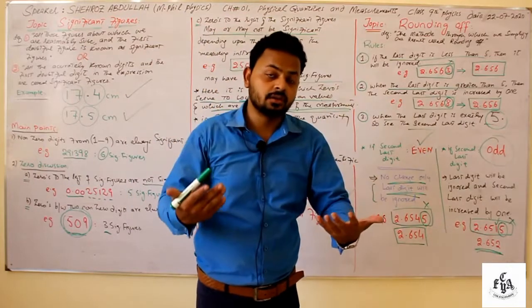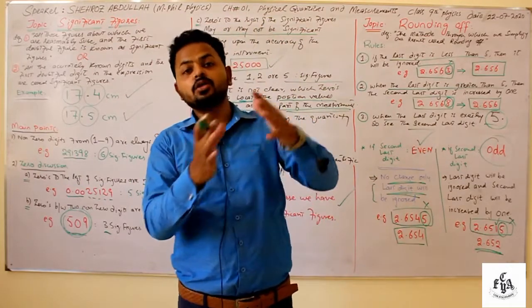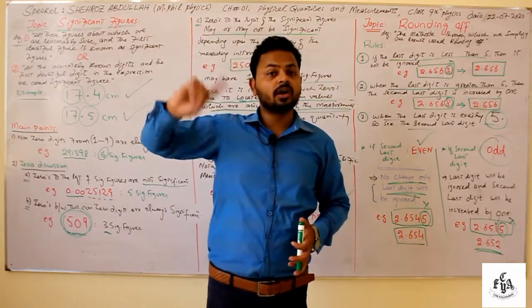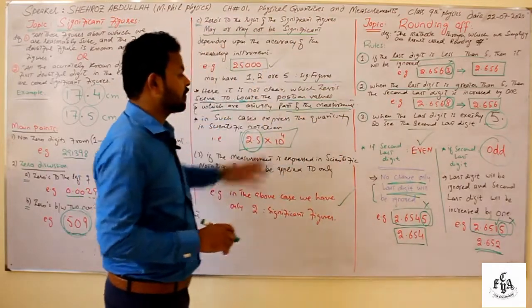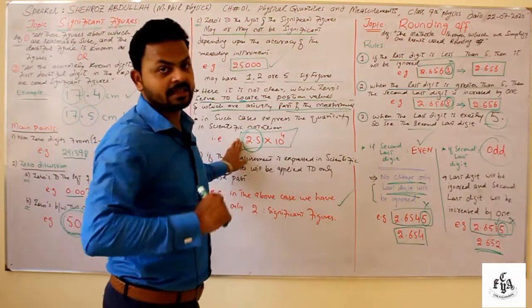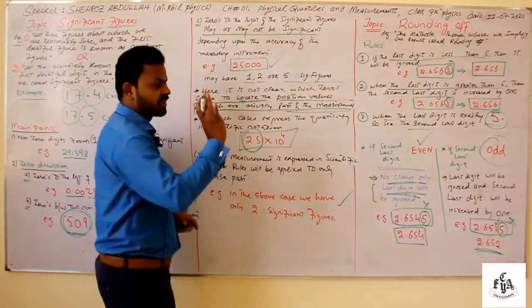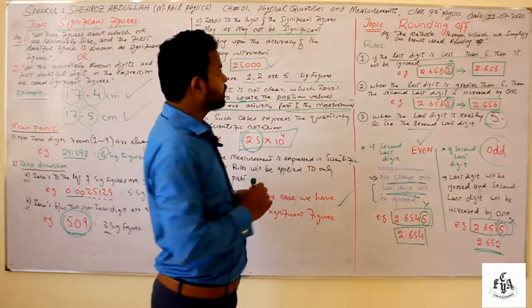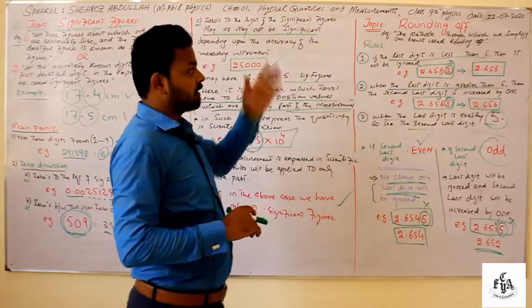Whenever it is shown in scientific form, we apply the rules on the mantissa only, not on the power of 10. We apply the rules only on the mantissa in that case. For example, in that case we have only 2 significant figures, that is 2 and 5. Done? Next, coming towards rounding off.